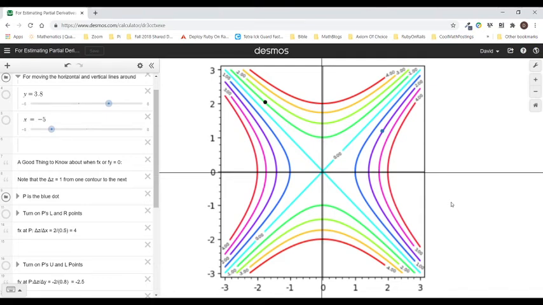Okay, here we are at Desmos. What we're going to try to do is estimate the partial derivatives with respect to x and y at the blue dot, which I'm calling P, and estimate the partial derivatives with respect to x and y at the black dot, which I'm calling Q. Let's do the partial derivative with respect to x first.